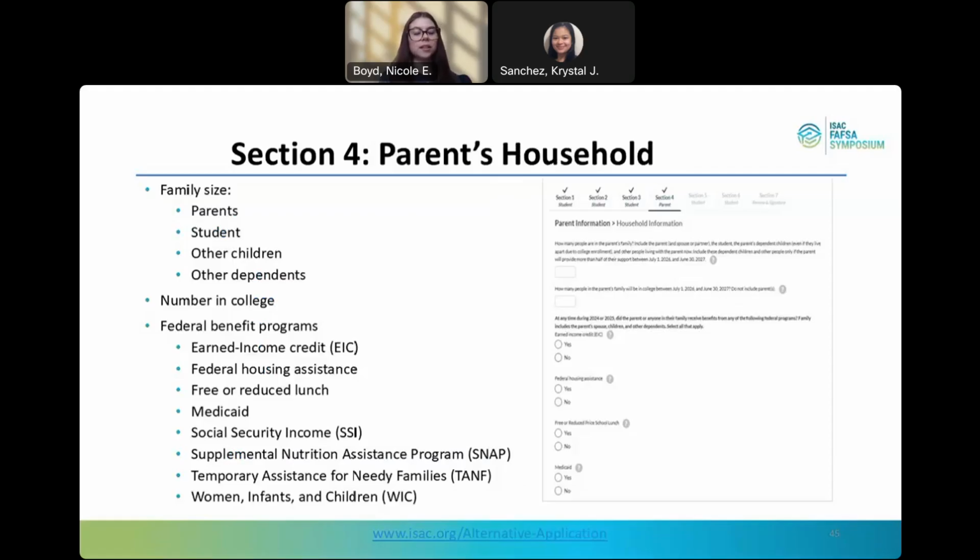For parent household, it'll ask about family size, the number of students who are in college, as well as if anyone in the family is eligible to receive those federal benefit programs, such as earned income credit, federal housing assistance, free or reduced lunch, Medicaid, SNAP, WIC, and so on.